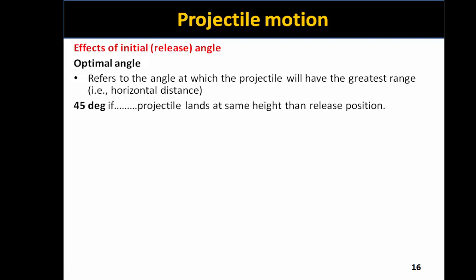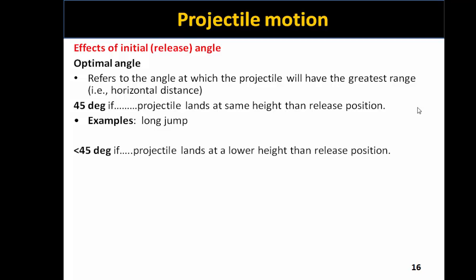The optimal angle would be 45 degrees if the projectile in question lands at the exact same height as the release position. And so one example here is when the person acts as a projectile, for example, in the long jump. So in the long jump, the takeoff height is going to be the same as the landing height, so 45 degrees tends to be an optimal angle for the release. In that case, it's the takeoff angle from the board.